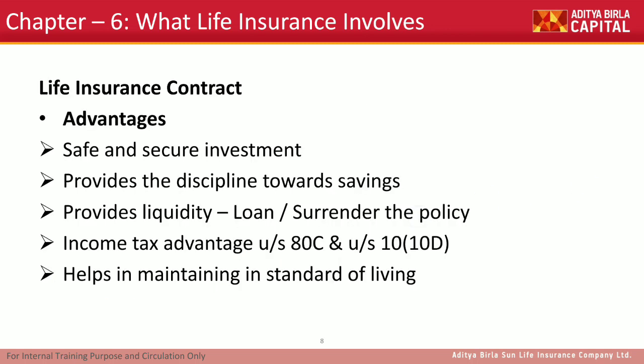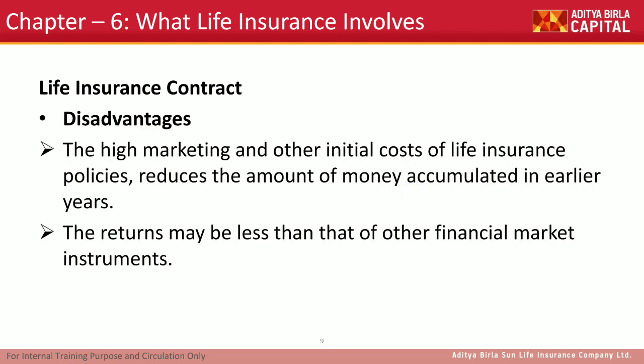Now let's understand the advantages of life insurance contract. First and foremost, it's a safe and secure investment. It provides the discipline towards savings. It provides liquidity in terms of loan or while surrendering the policy. The next advantage is income tax benefit: tax deduction under section 80C or exemption under section 10(10D). It also helps in maintaining the standard of living. So these were a few advantages of life insurance contract.